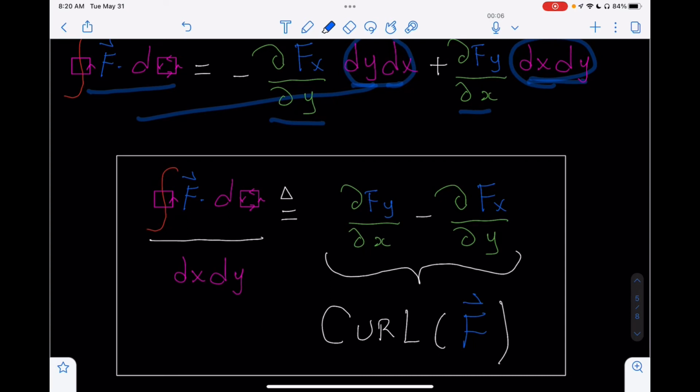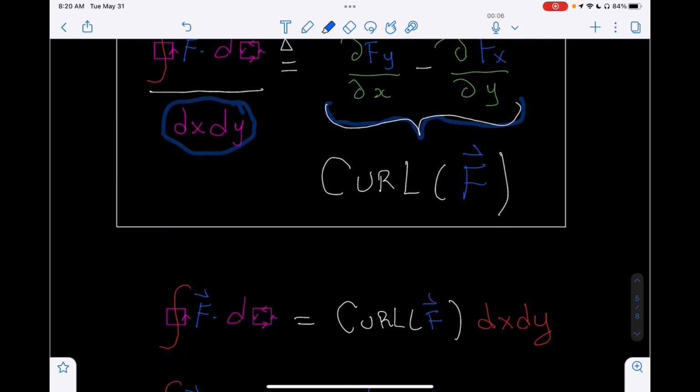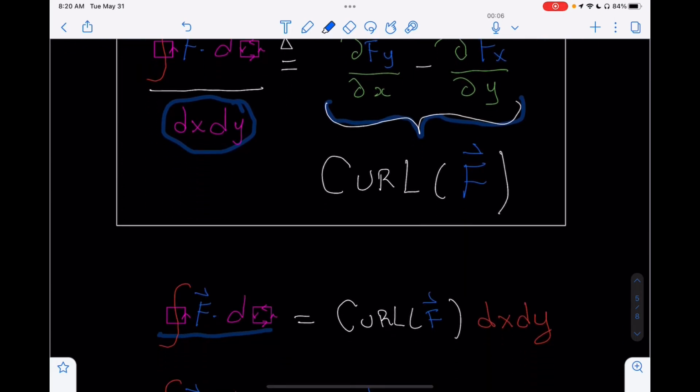And you define this right here as being the curl of the vector field, right? So the curl of the vector field is the partial derivative of Fy over dx minus the partial derivative of Fx over dy, and you define this as the curl. But notice that the curl is also defined as the circulation over dx dy per unit surface, right? So you can rewrite this saying that the circulation on that small dx dy square is the curl of the vector field times dx dy, right?